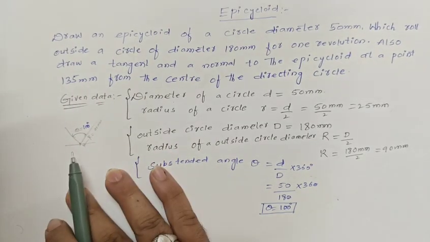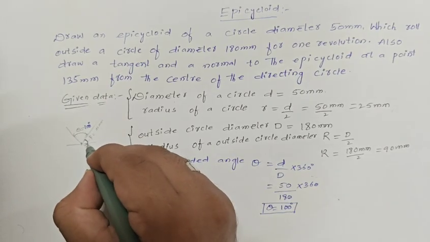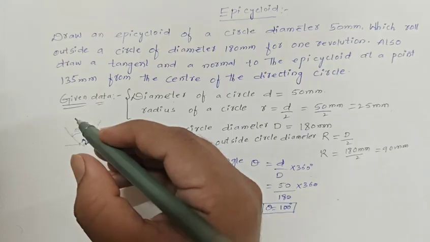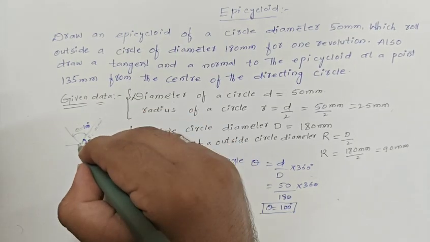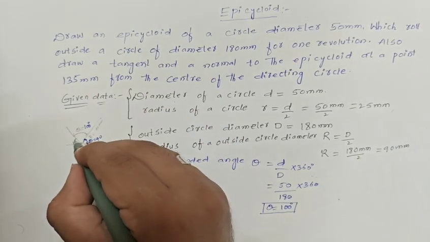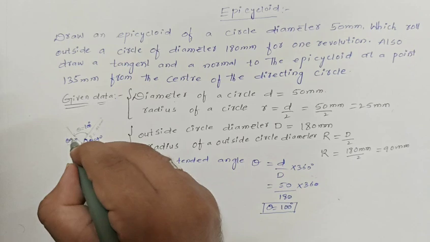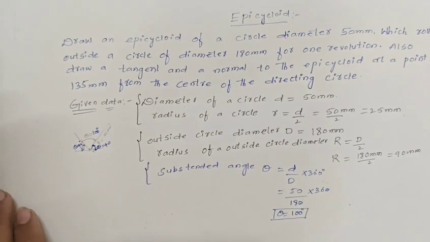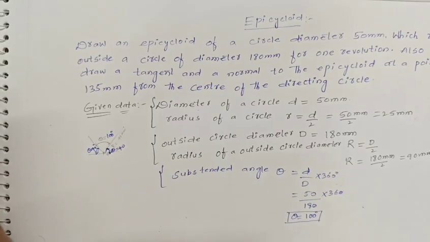Then how to take this angle here? From this side, the angle should be 50, with length 90. From this side, the angle should be 50. The students are having a lot of confusion regarding this, so I will explain. Let us see.